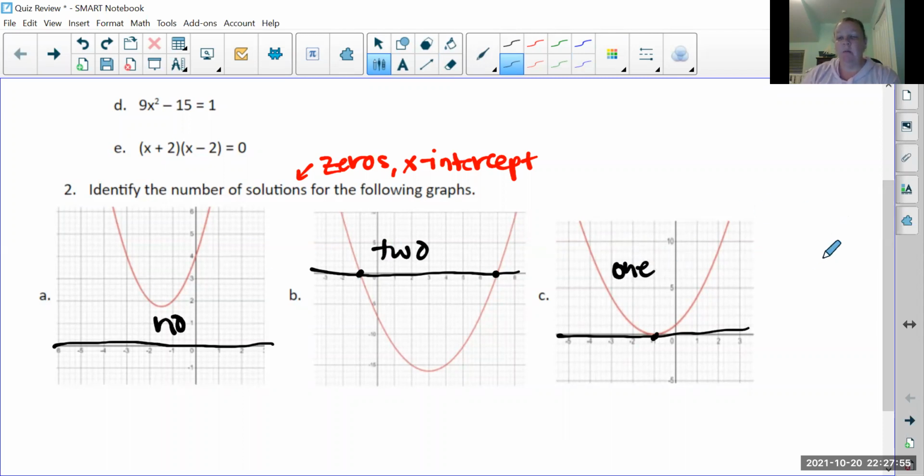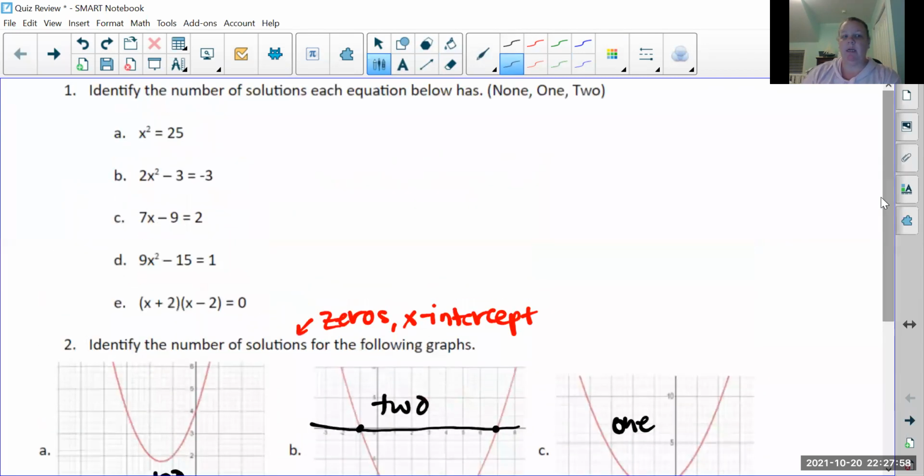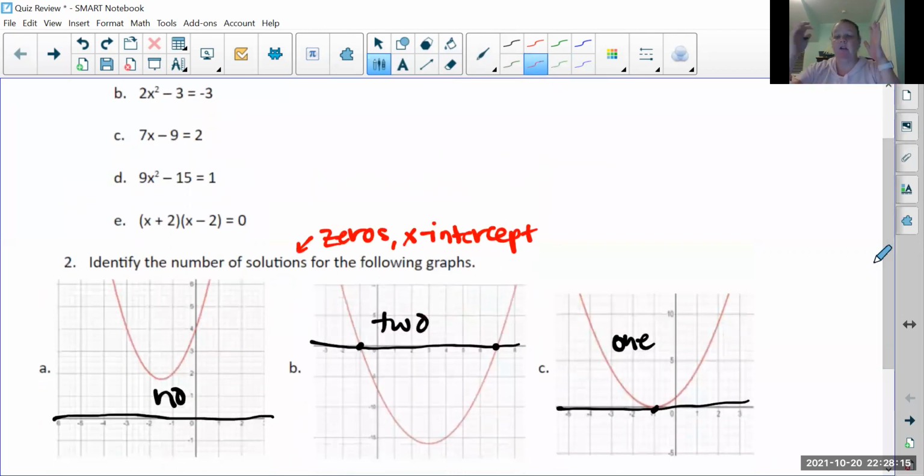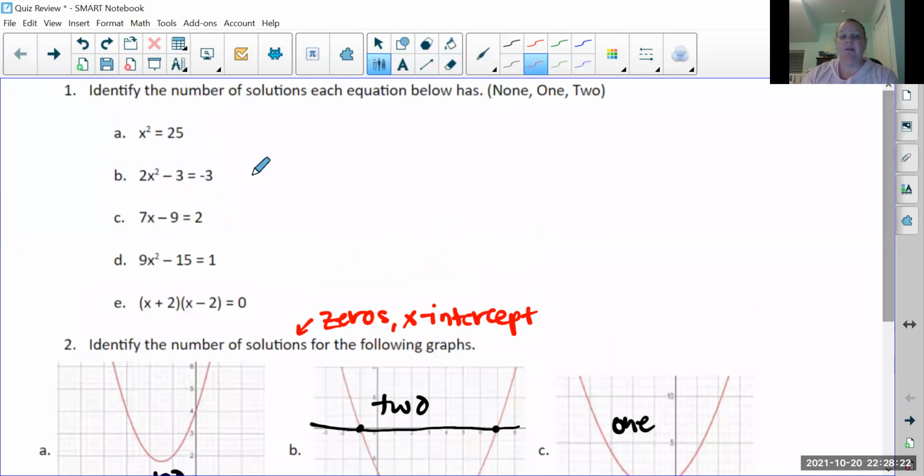Now that we see what they look like visually, let's go back up to number 1. Number 1 is very similar because it says identify the number of solutions each equation below has. Again, it's either none, 1, or 2. Remember, this unit is about quadratics, which are equations or functions that have an x squared in them. Whenever we see an x squared, we should automatically envision a parabola. It could be opening up like all 3 of these, or opening down, kind of looking like a mountain.